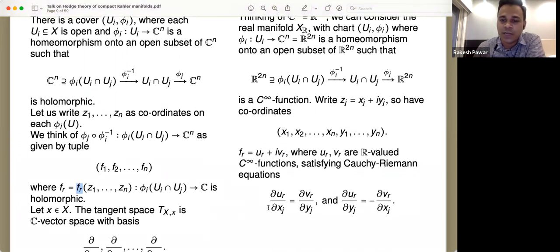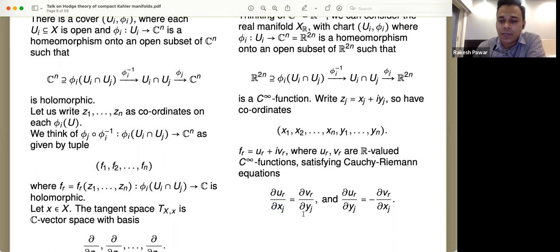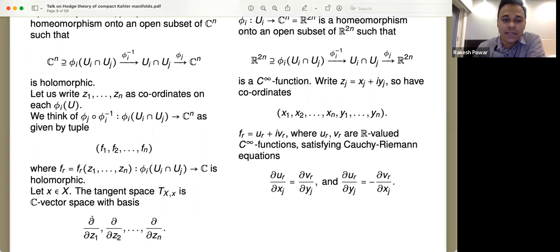So the partial of U_R with respect to x_j is the partial of V_R with respect to y_j. V_R is the second coordinate for y_j, and the partial of U_R with respect to y_j is minus the partial of V_R with respect to x_j. This will come from the fact that being holomorphic is saying that d by dz bar of f is 0.